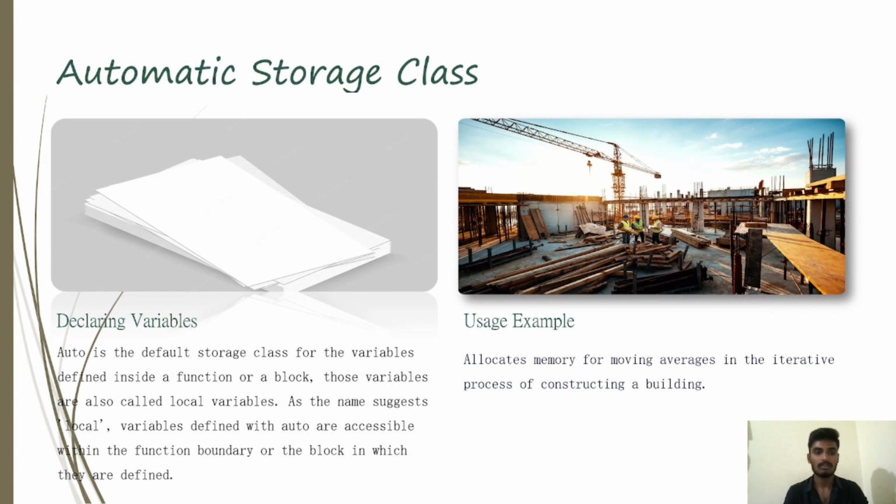The auto is a default storage class for the variables defined inside a function or a block. Those variables are also called local variables. As the name suggests, local. Variables defined with auto are accessible within the function boundary or the block in which they are defined. Usage: allocates memory for moving average in the iterative process of constructing a building.